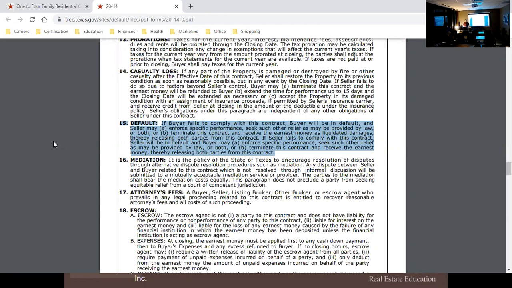Again, if we continue reading, if the seller fails to comply with this contract, the seller will be in default, and the buyer may enforce specific performance, seek such other relief as may be provided by law, or both, and terminate the contract and receive earnest money, thereby releasing both parties from this contract. It goes both ways. Both of them can be a big deal, but here's why I emphasize and harp on buyer's agent and not seller's agent.